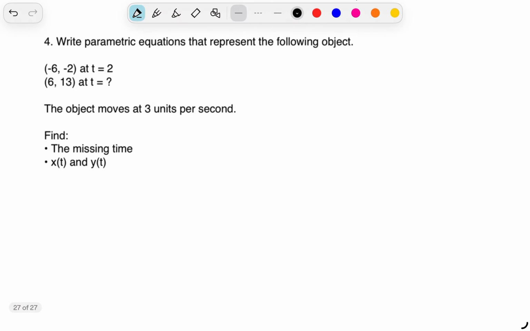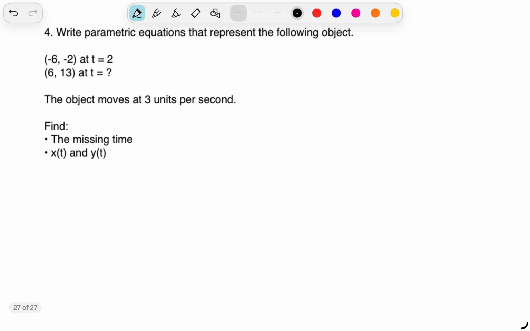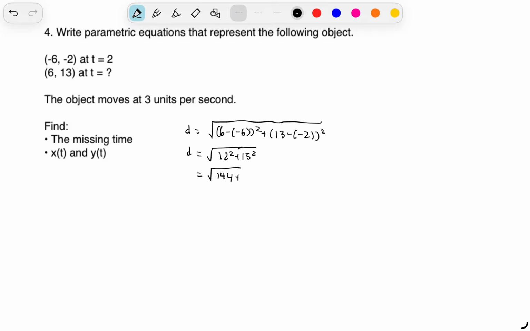Now for our final question, write parametric equations that represent the following objects. So again, we're going to do something similar where we find the distance. We're going to take our x's and square that, plus 13 minus negative 2 squared. And that's going to be d is equal to the root of 12 squared plus 15 squared. So you're going to have the square root of 144 plus 225. And d is equal to the root of 369.